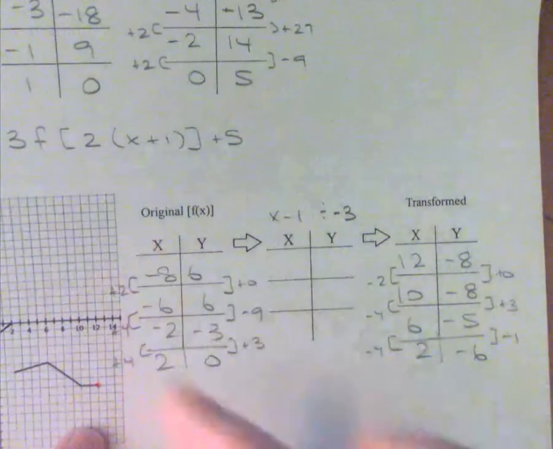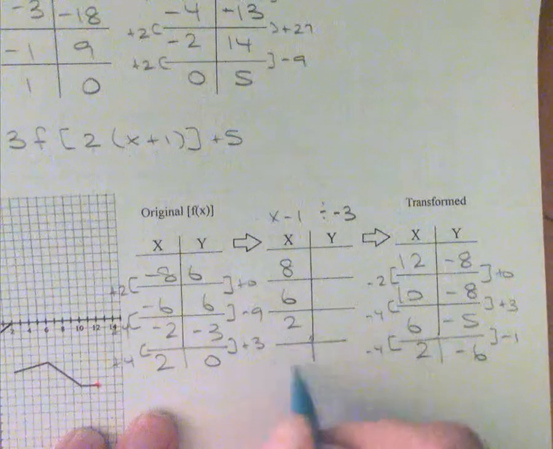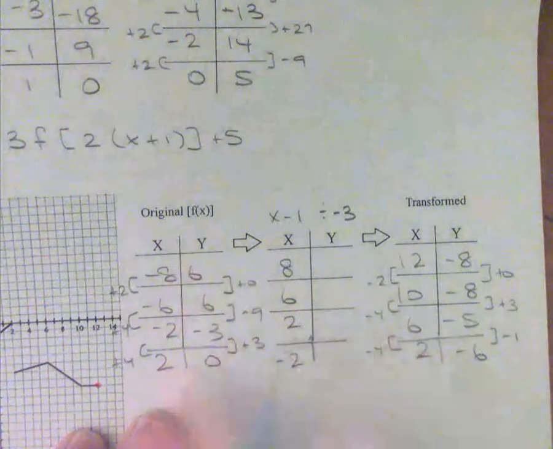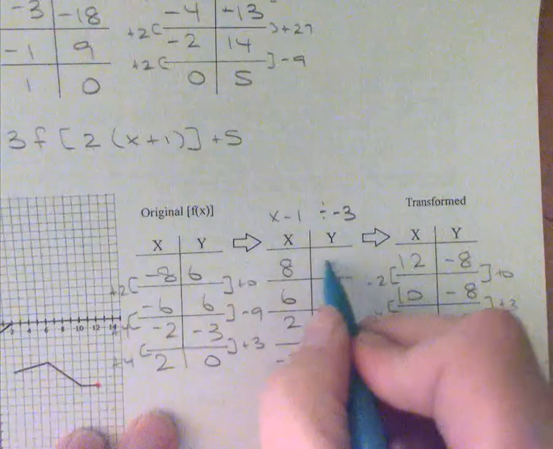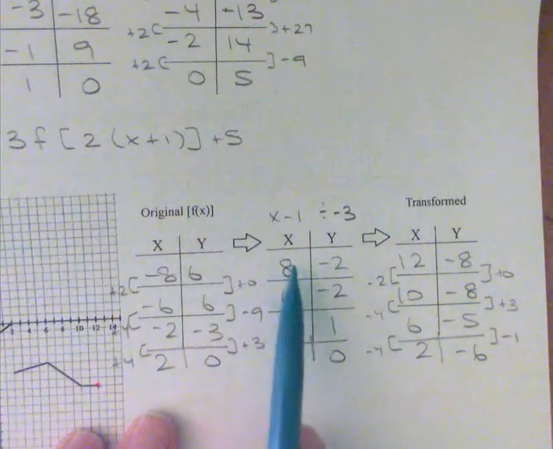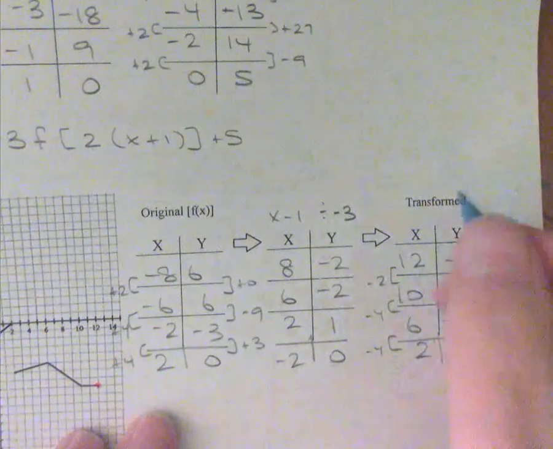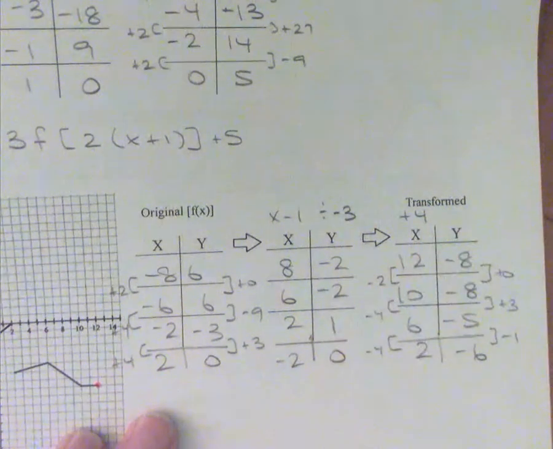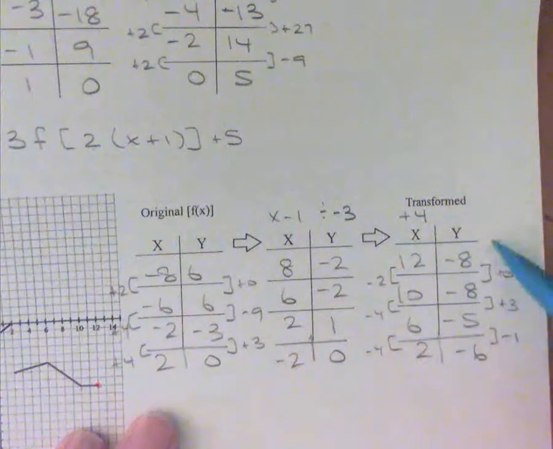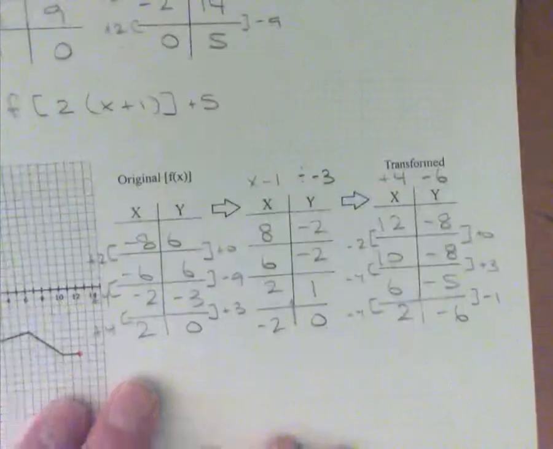So now I'm going to do that to these x values. So I end up with 8, 6, 2, and minus 2. And I'm going to divide all of these values in y by minus 3. So I end up with minus 2, minus 2, 1, and 0. And now I look, how do I go from 8, 6, 2, minus 2 to 12, 10, 6, and 2? Well, I added 4. And how do I go from these y values to these y values? I subtracted 6.